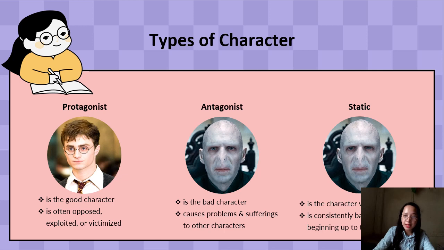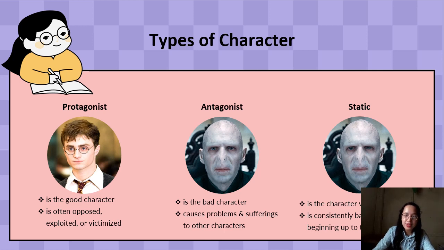Now, let's have an example in the series Harry Potter by J.K. Rowling. Now, the protagonist in the story is Daniel Radcliffe, who played Harry Potter. He possesses the good character and he is the opponent of the bad character.